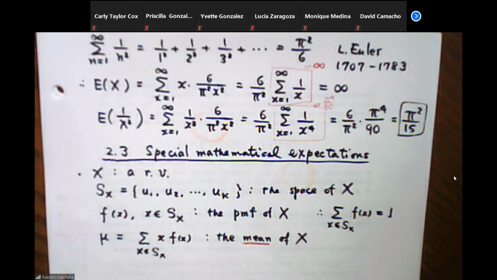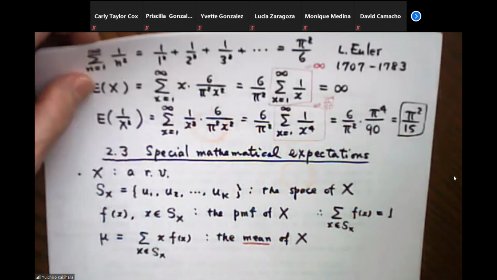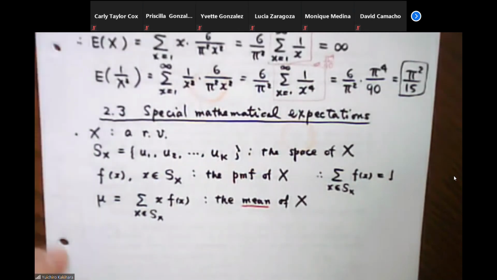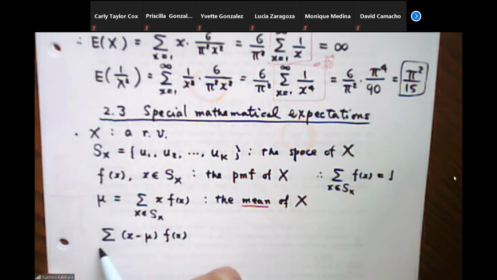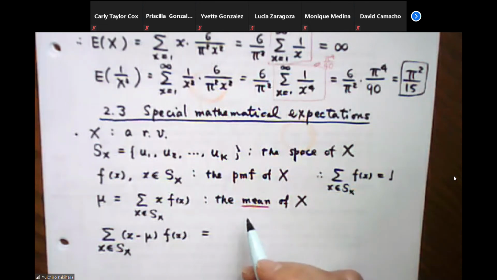Then the first moment of X about the mean mu. What? The sum of x minus mu to the n times f of x. You consider this sum. And this sum is called the first moment. Okay? The first moment.